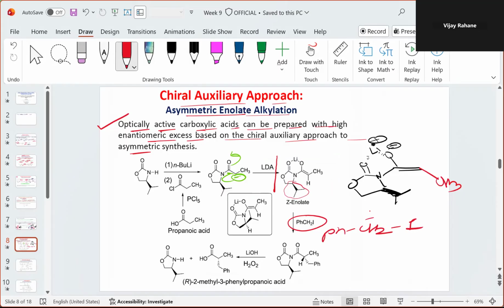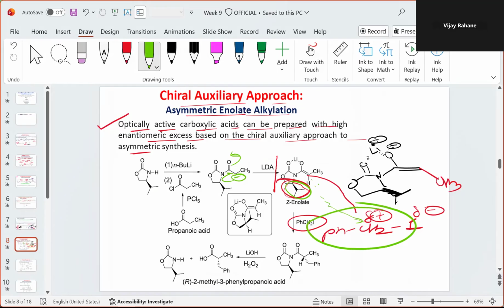PhCH2I, this is basically delta positive, right? And this is delta negative. Now, if you look here, the attack from the top side on this enolate is a little bit hindered. Why? Because there is an upward directing propyl group. Now, if we look at the attack from the bottom side, what happens? For the bottom side attack, there is no such steric hindrance because the bulkier group is on the top side.